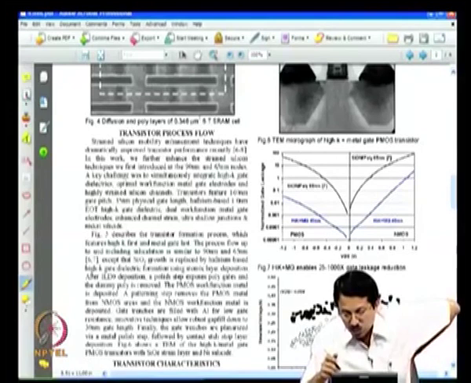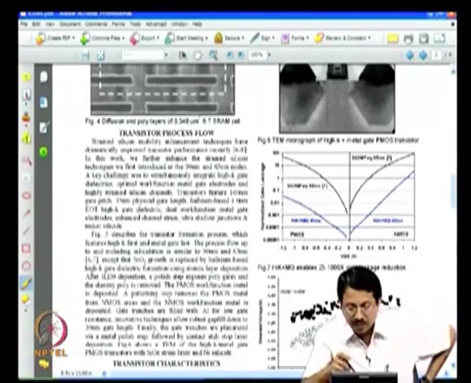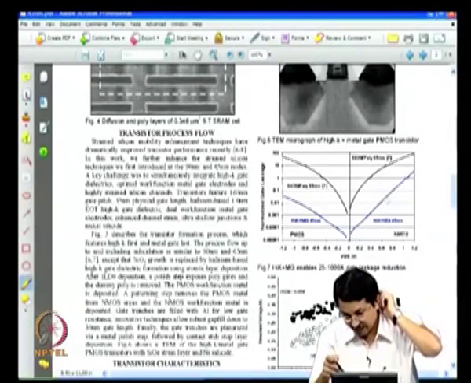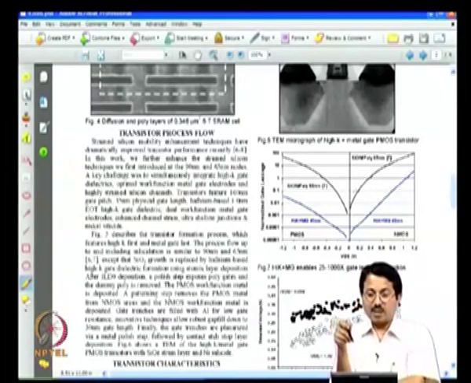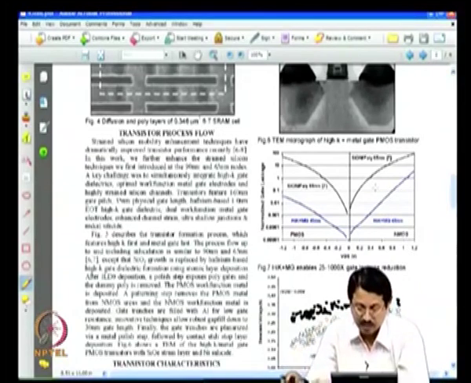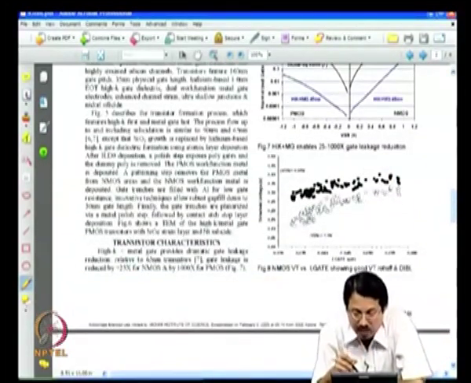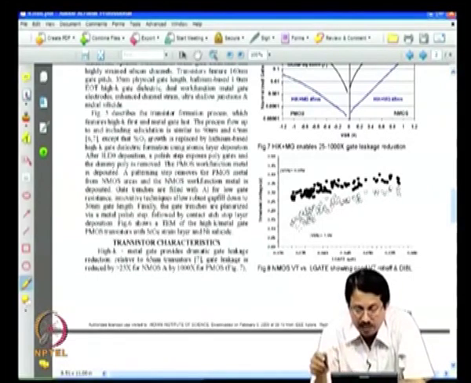So, this is again to show that with high K your gate leakage has come down very dramatically. If you had used the silicon oxide or even so called nitrided silicon oxide, you would have had a very high leakage current, but now that is not the case. This is the typical VT versus gate length threshold voltage roll off that we have seen, measured at low drain voltage and high drain voltage.